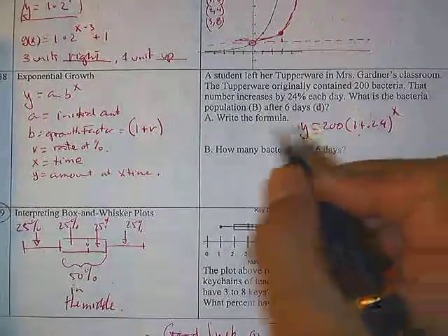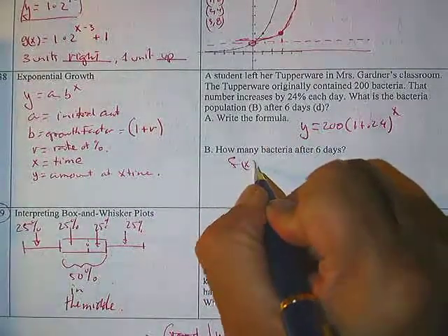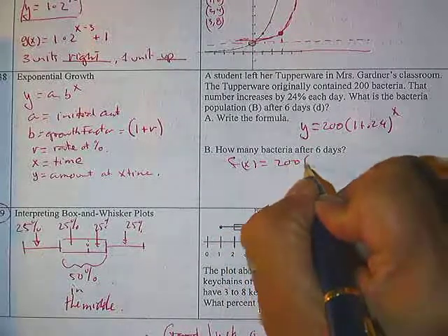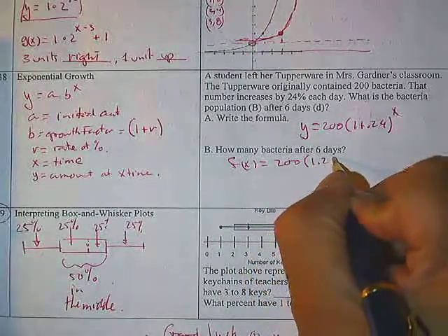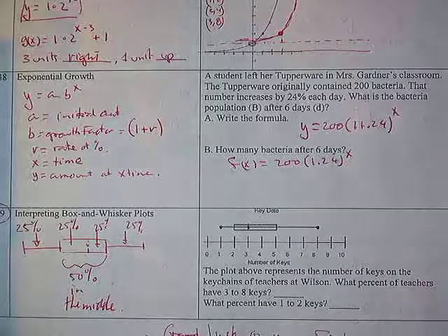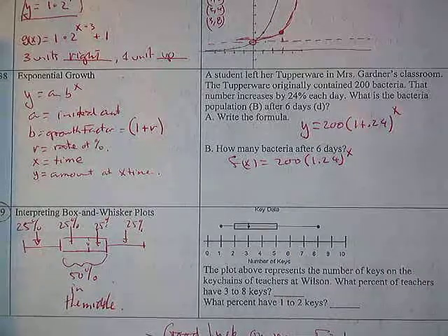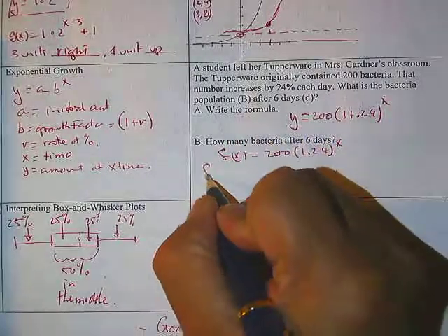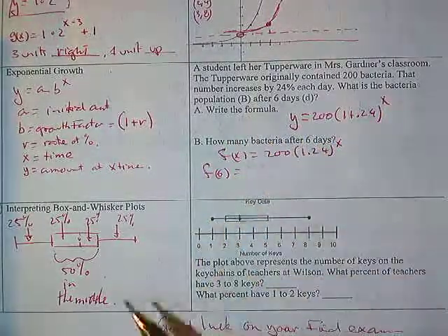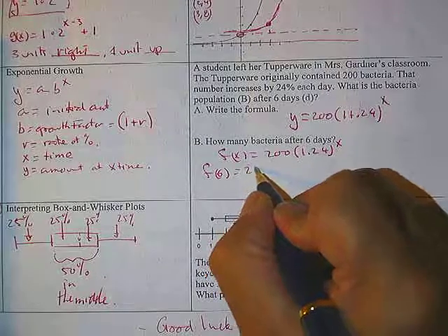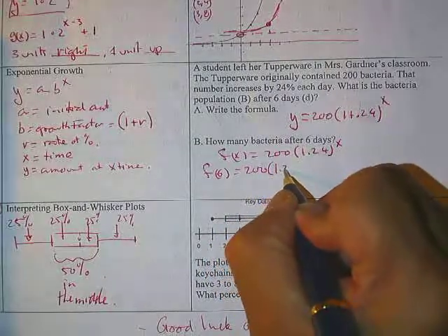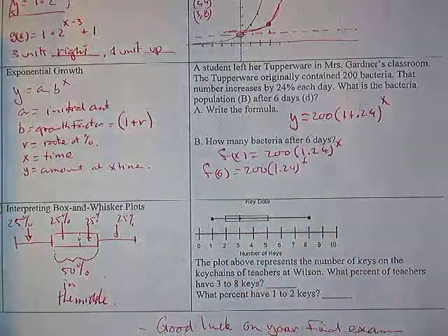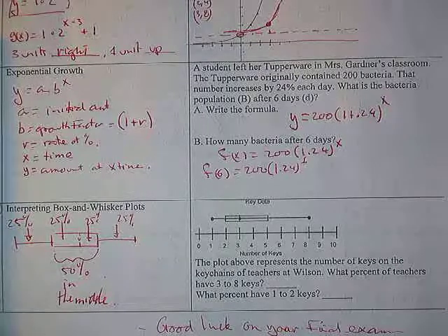So it's going to be y equals a, the initial amount. The initial amount is 200 of those little bacteria. And then the b, that's 1 plus the r, and the r is 24%. So it's 1 plus 0.24. And it's to the x power. So there's your function. But I think it would be pretty if you write it as f of x equals 200 times 1.24 to the x. That's a pretty function.